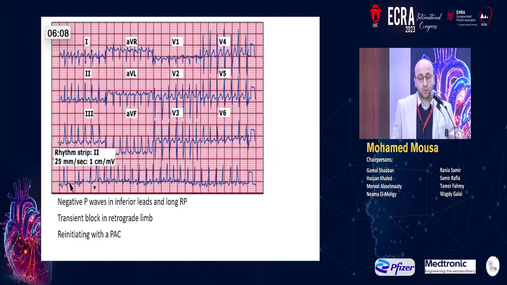This is another example of PJRT. As we can see, negative P waves in the inferior leads, 2, 3, and aVF. There is a transient block in the retrograde limb here in the rhythm strip, and another PAC reinitiating the tachycardia.